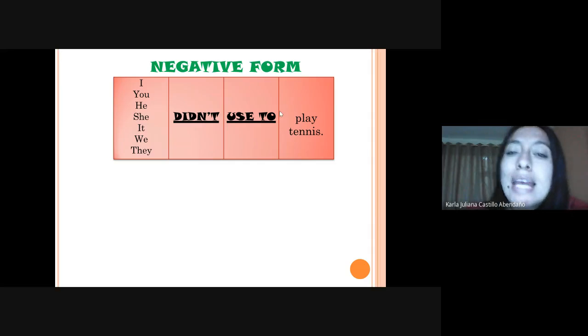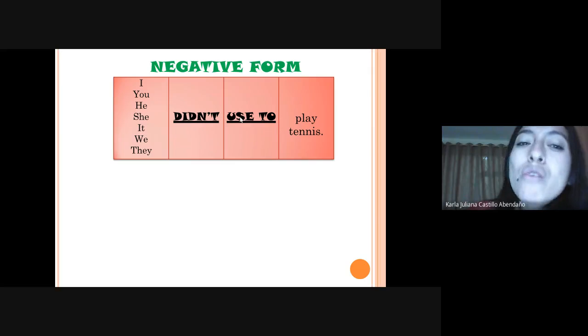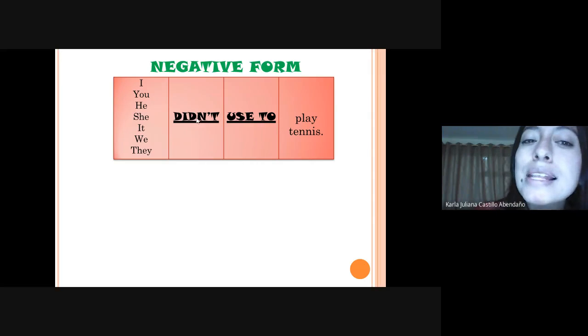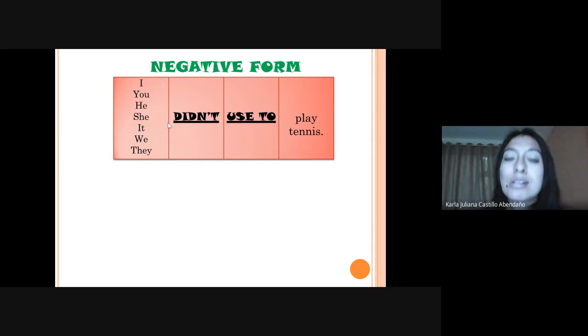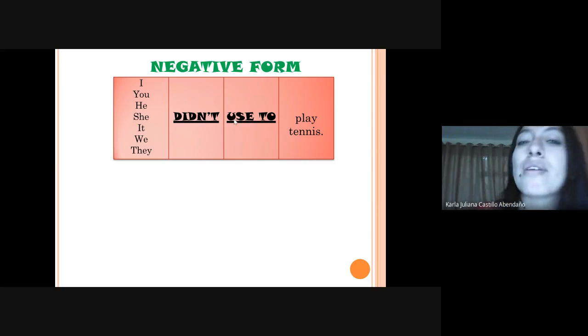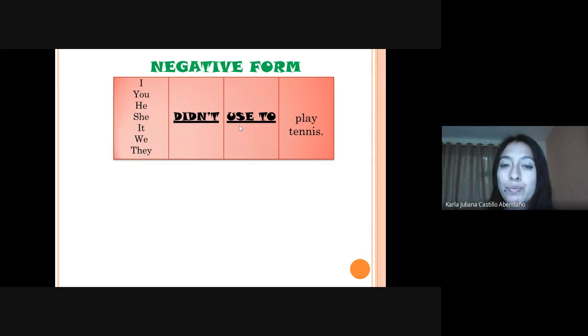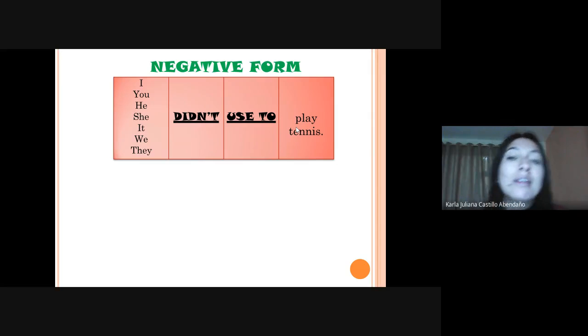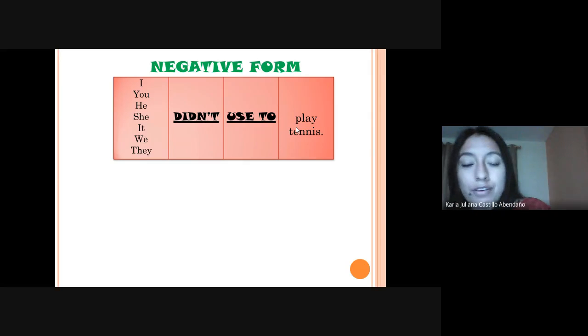Okay, great. Here, as you can see, we have "use" without the D, right? We don't have the letter D in "use." And why is that? Because we already, as you can see here, have the auxiliary "did." So here we are going to write "used to" without the D, because we already have the auxiliary. And of course, the action verb is going to be in the base form as well, right?